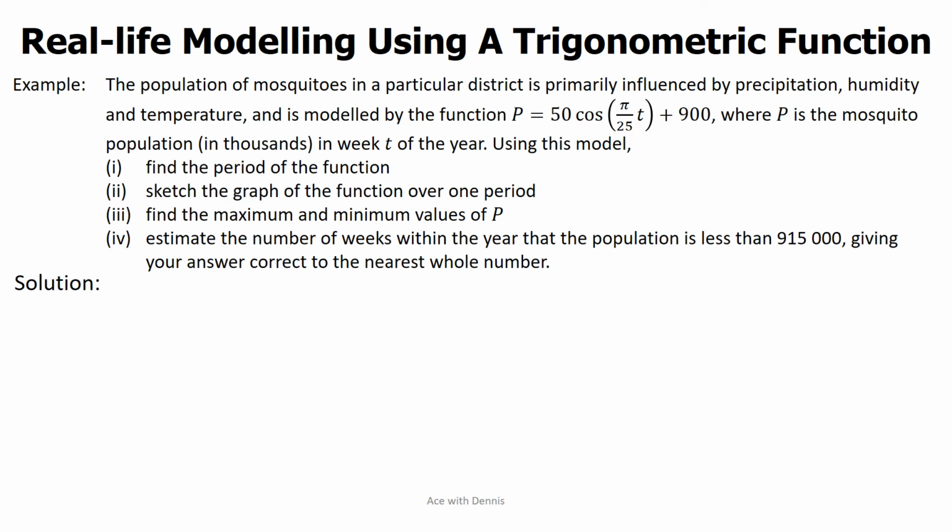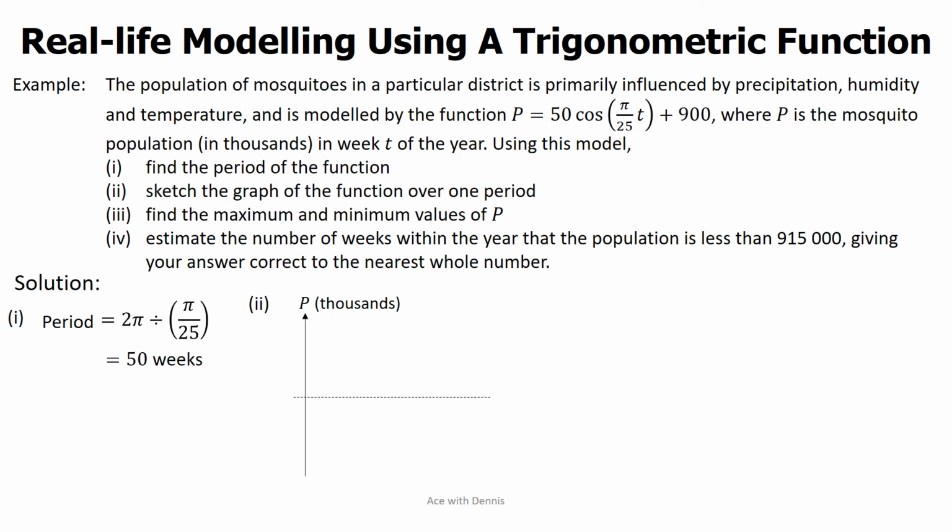Here's the solution. So number 1, to get the period is just 2 pi divided by b, which is 2 pi divided by pi over 25. It is 50 weeks. Then number 2, to sketch it, we can start sketching, and there's a shifting of 900. So we start with the dotted line with 0. The maximum or the peak is 50. The minimum is negative 50. Okay, and then this is one complete cycle.